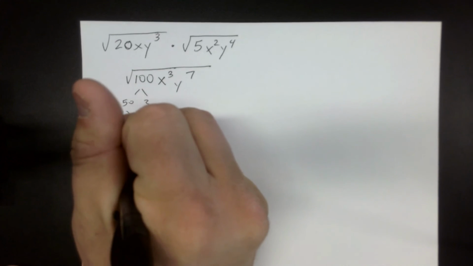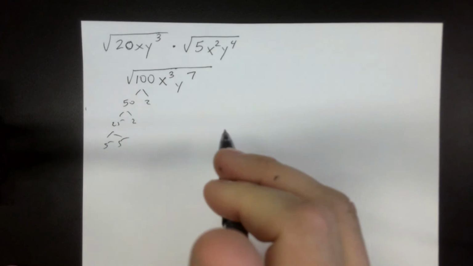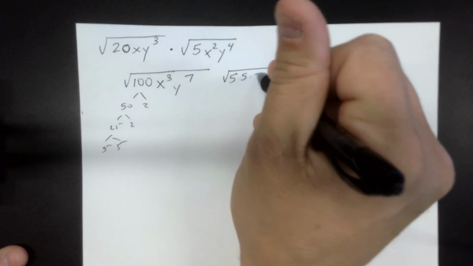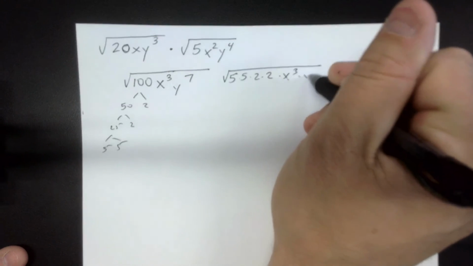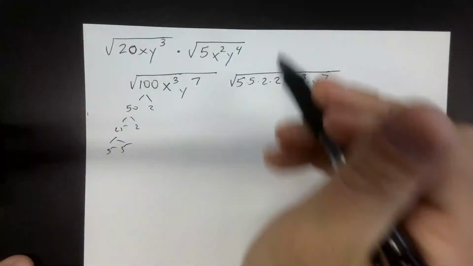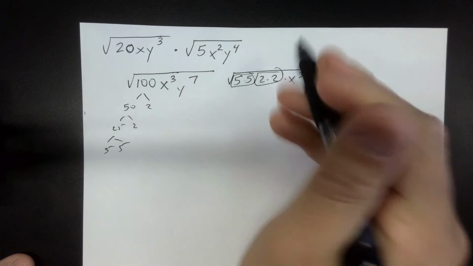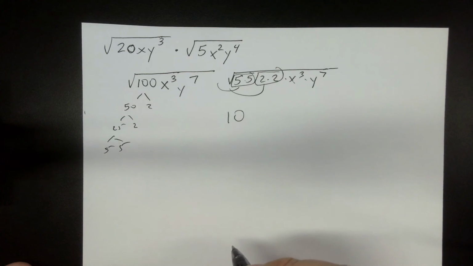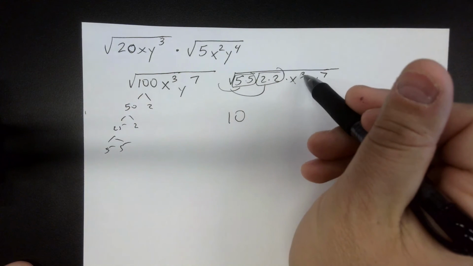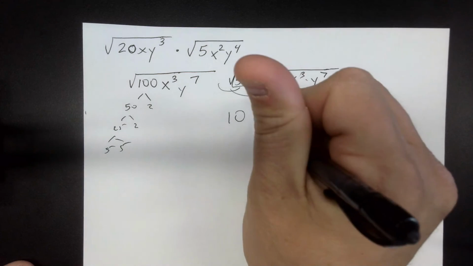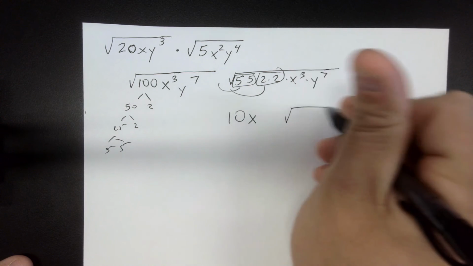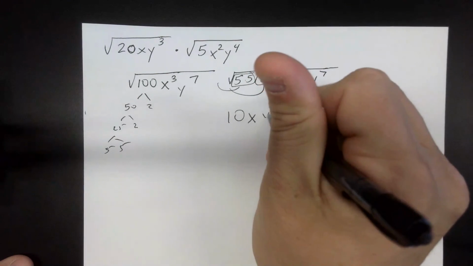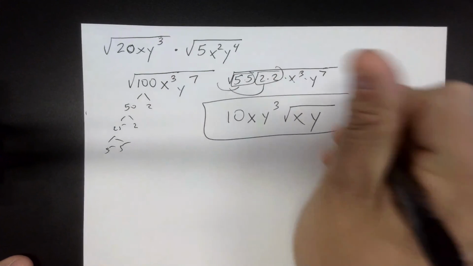50 and 2, 25 and 2, 5 and 5. Oh, that's interesting. 10 on the outside. The square root of 5 times 5 times 2 times 2 times x cubed times y to the 7th. So we have a pair of 5s and a pair of 2s, so we're going to bring it out, and it makes 10 on the outside, right? How many times does 2 go into 3, Dre? So we're going to bring out 1x, then we're going to have 1 left over. And then how many times does 2 go into 7? With 1 left over, and there's your solution.